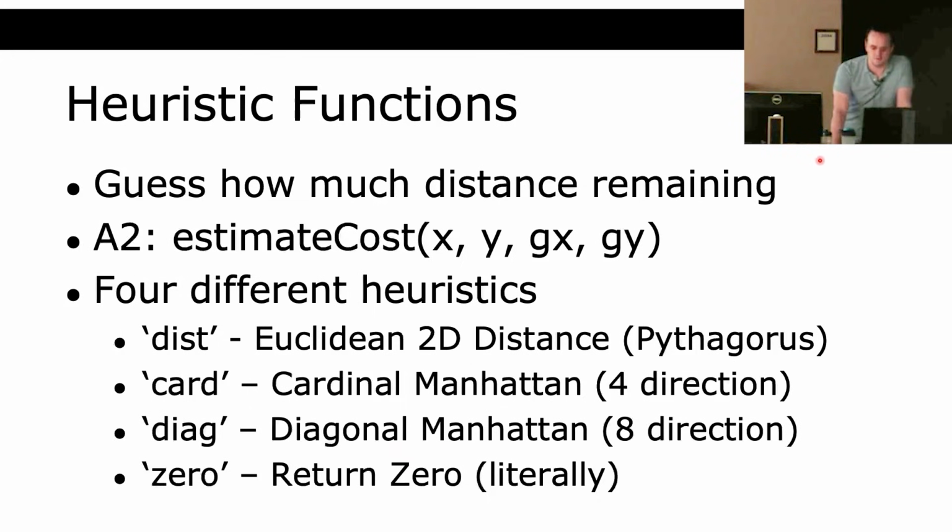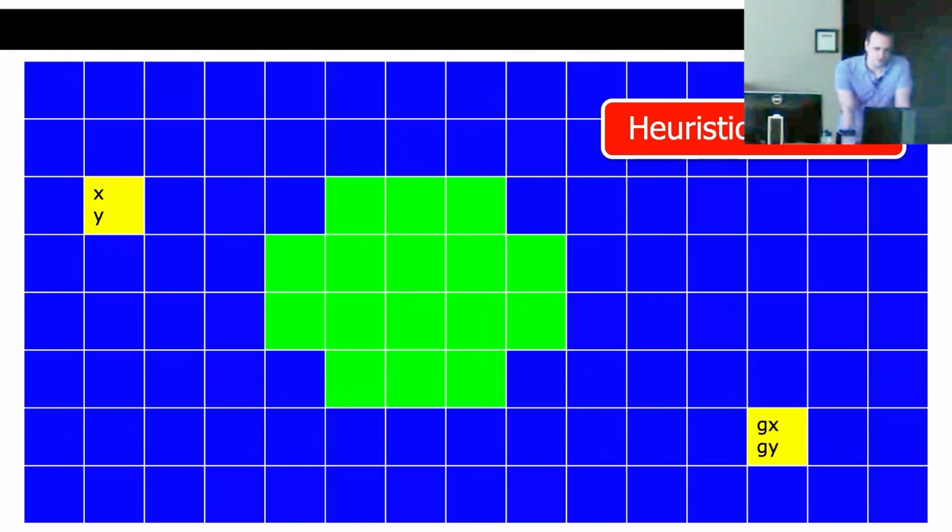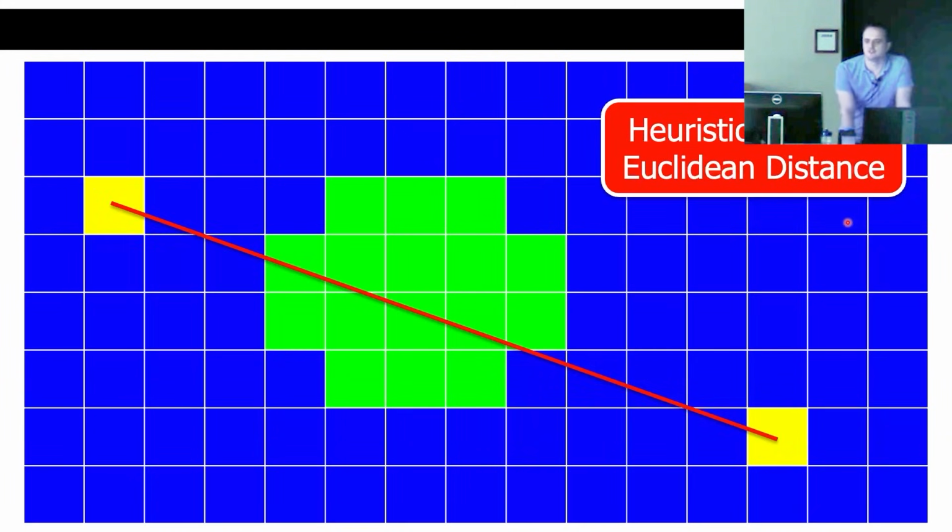And that one may be the trickiest, but they're all actually pretty easy. So here you have our x, y and our goal x and goal y. The Euclidean distance is just the distance formula. So it's the square root of the sum of the squares of the differences, you know what I'm talking about.